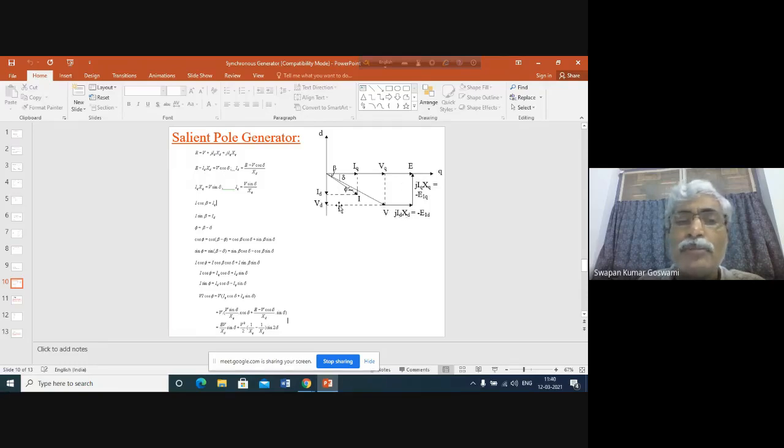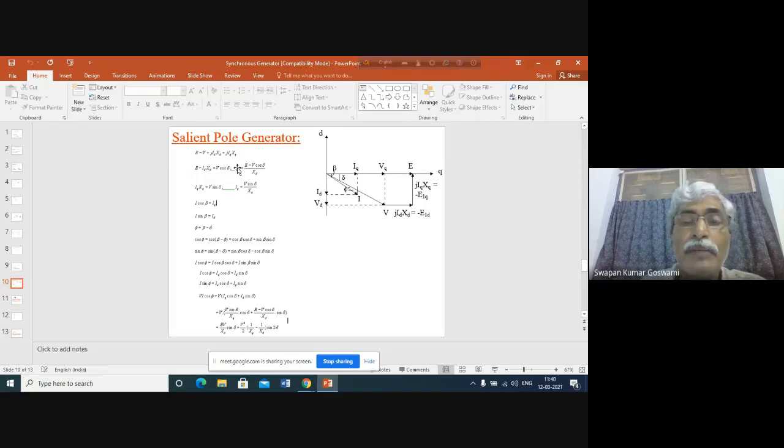So here these are the phasors. Here these are not the phasors. These are the magnitudes only. E minus ID XD equals V cosine delta. So from here I can find out the magnitude of ID. What is that? ID equals E minus V cosine delta by XD. So this is how I can find the value of ID. We are finding it because it will be required afterwards while we shall be deriving the expression for active and reactive power.